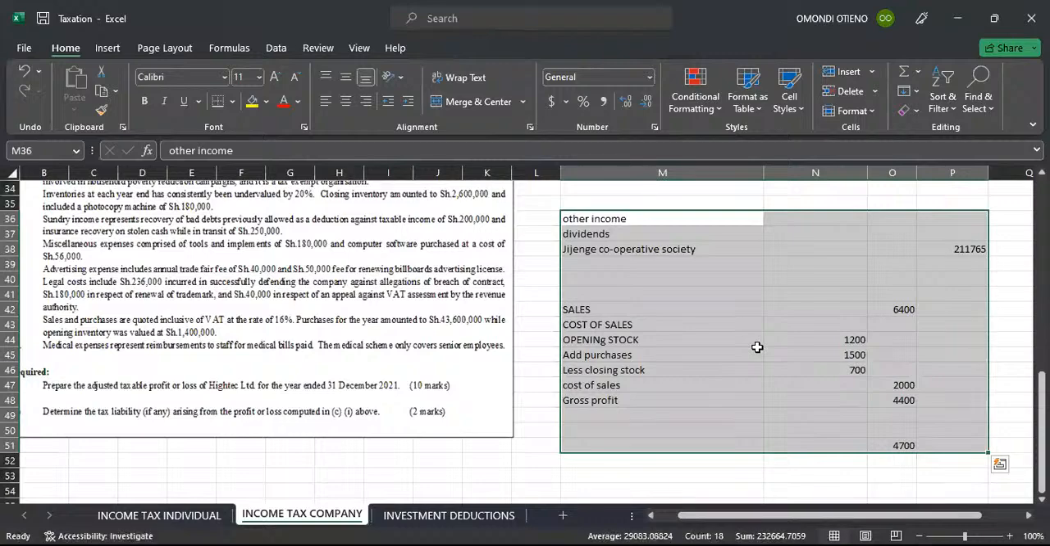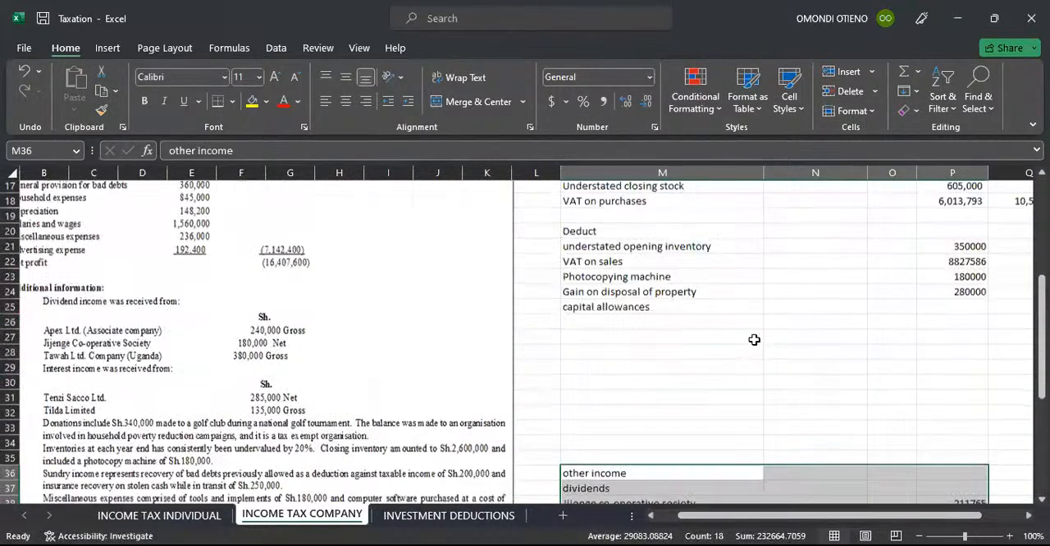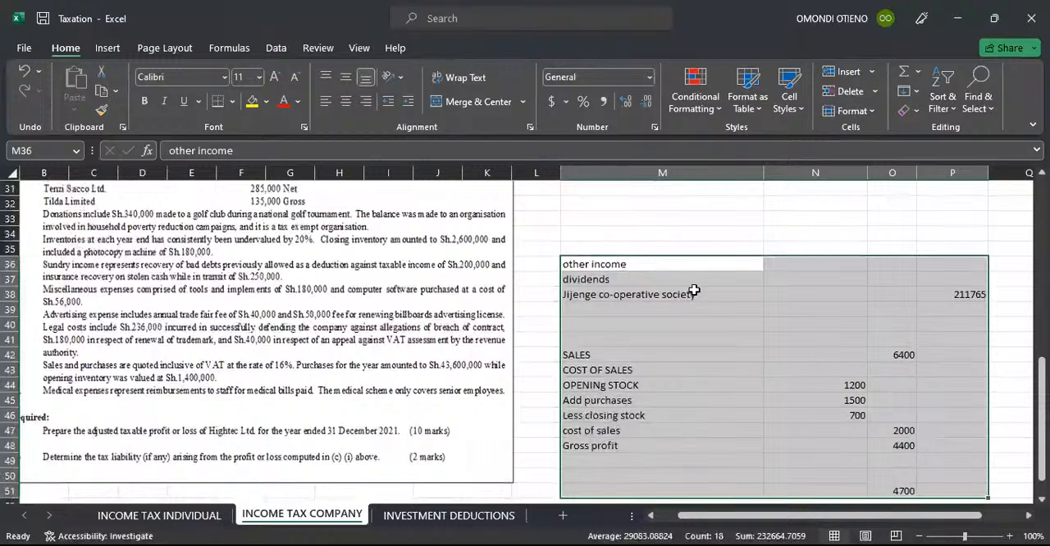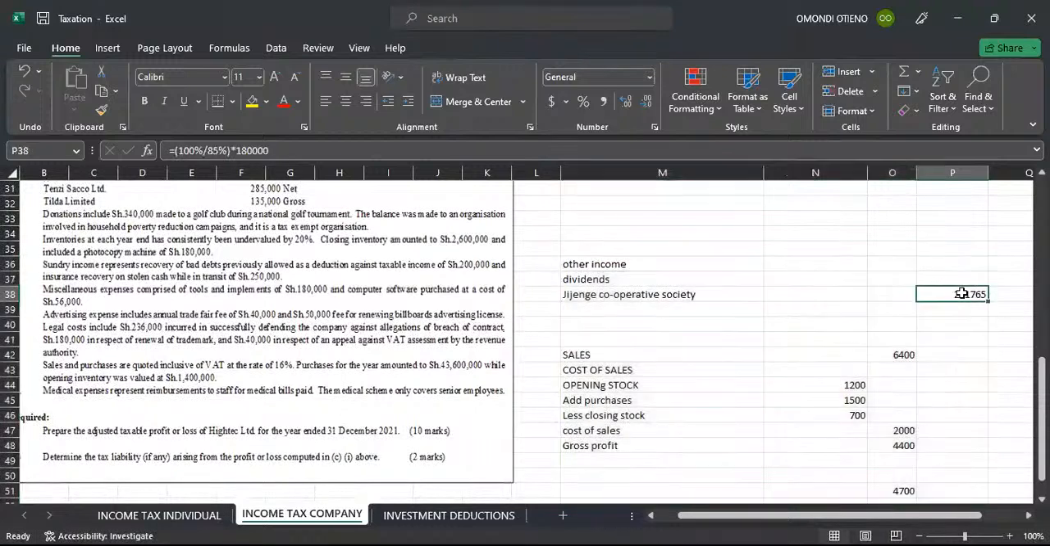That is what we have actually done. Check this one. It is 100% divided by 85%, multiply by 180,000.